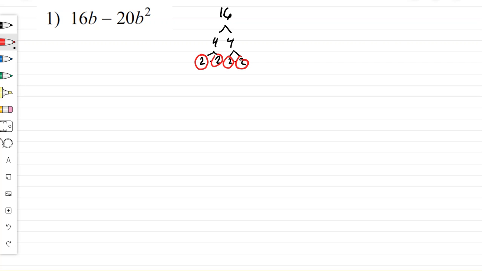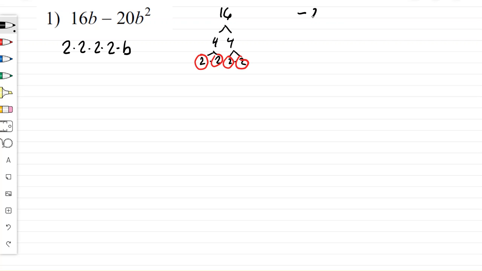Of course, when we factor out the number or the letter b, we just get 1b. So here we go. The prime factors of 16b were 2 times 2 times 2 times 2 times b.